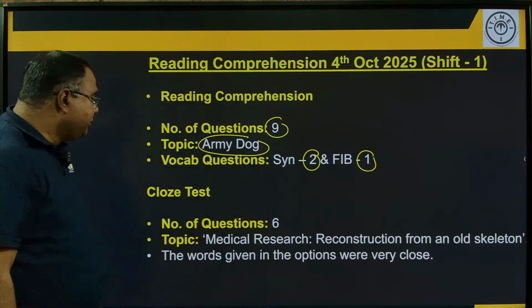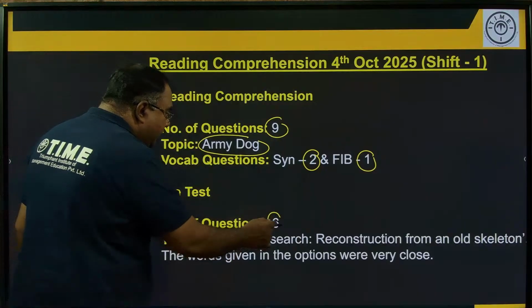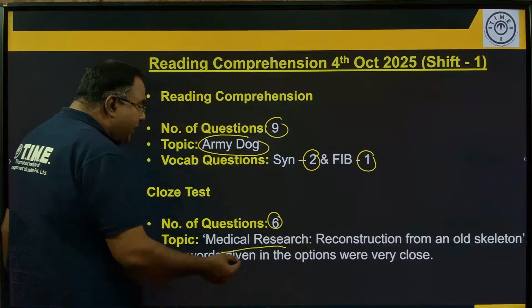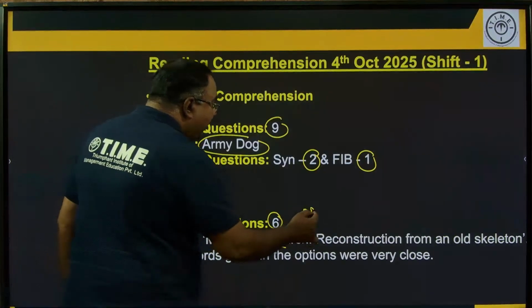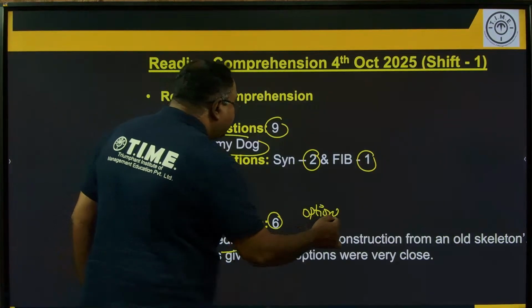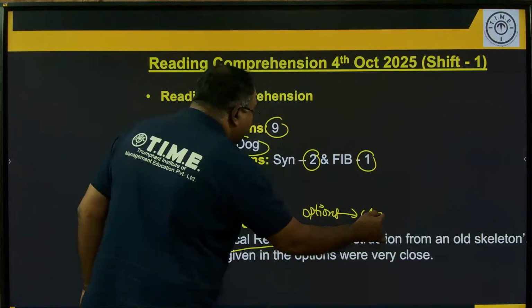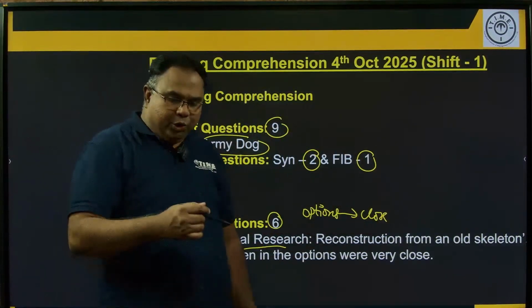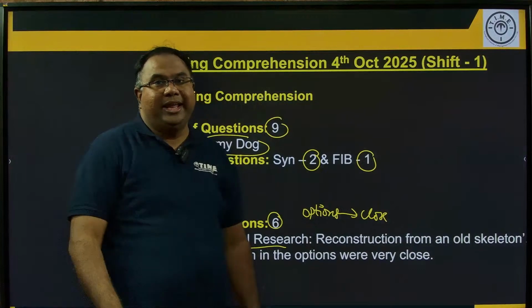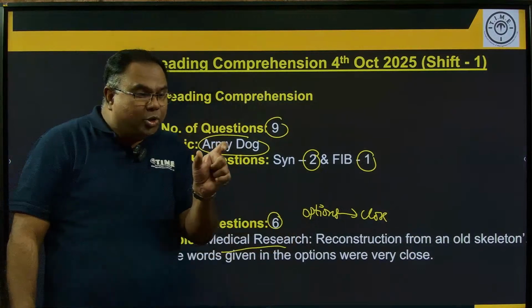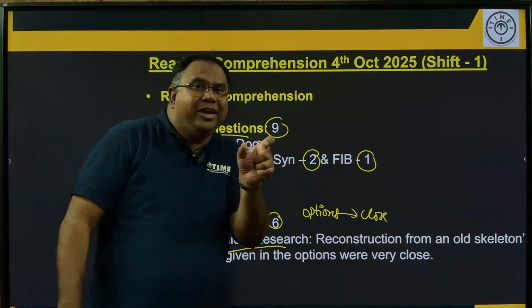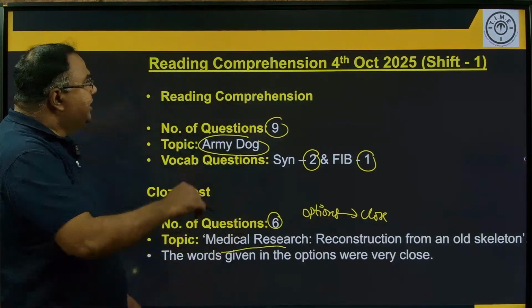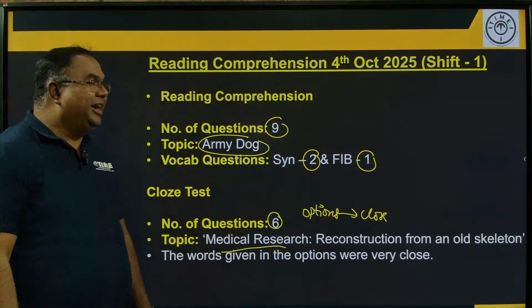Then cloze test, you have 6 questions. It was medical research, reconstruction from an old skeleton. I can say the options were very close, particularly this slot. The options were very close. When students need to decide between those words, it was a little difficult. You should have a better command of vocabulary, then only you'll be able to, because the two options are very close. It is very difficult to decide between those two options, right? That's what I have given here. So this is about shift 1, cloze test, and your reading comprehension.